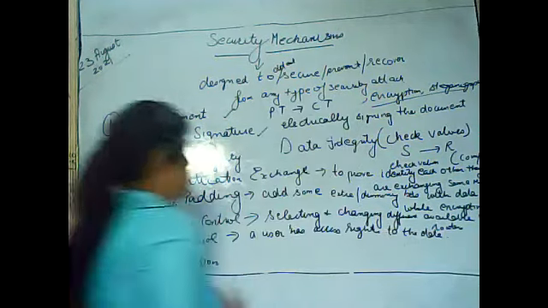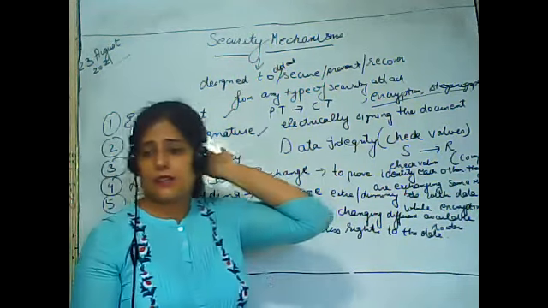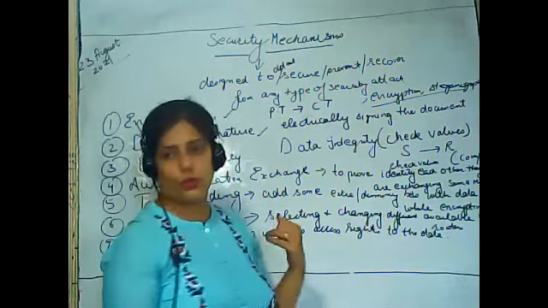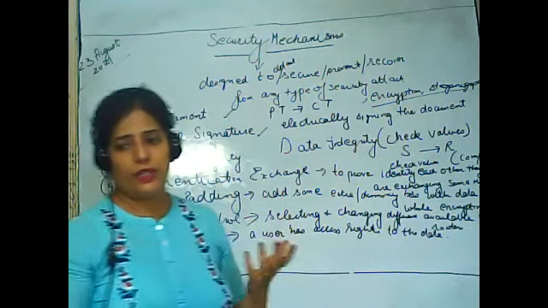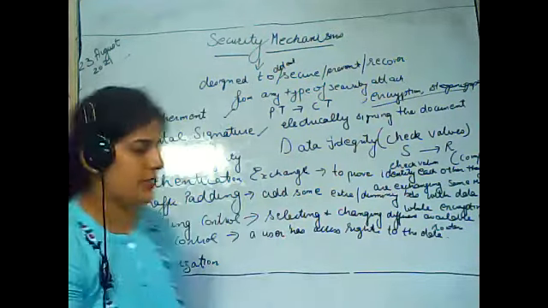Access right, the user has access right to the data. Okay, that is the access control. So this is another security mechanism that we can follow while we are working in a network in order to transfer data from one place to another.